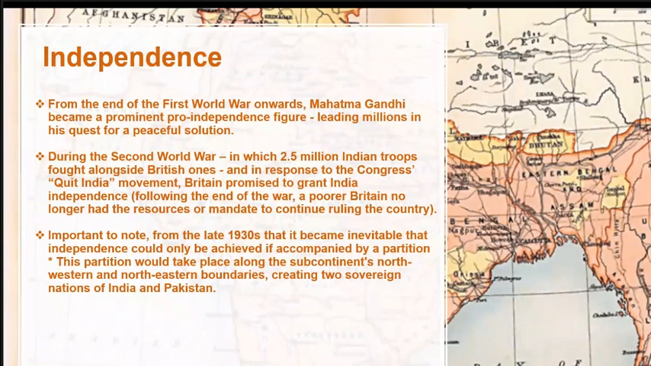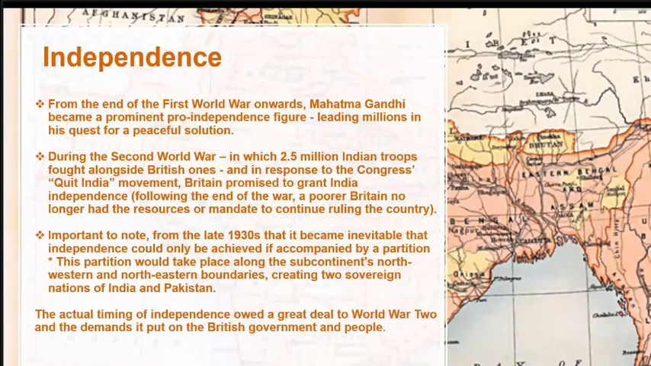And it was because there were separatist movements going on between Muslims and Hindus. It was becoming a religion war, basically. The Muslims wanted a separate state, the Hindus wanted a separate state. Not everybody, but there were huge chunks of discord. And they decided that the partition would take place along the subcontinent's northwestern and northeastern boundaries, which would create two sovereign nations of India and Pakistan. There's a lot of history around that as well, but I don't want to go into that too much because we don't have the time.